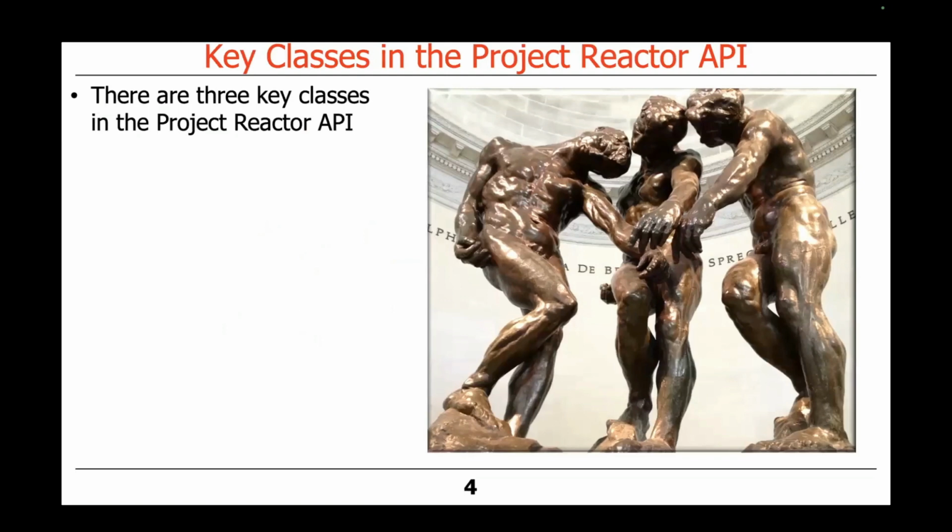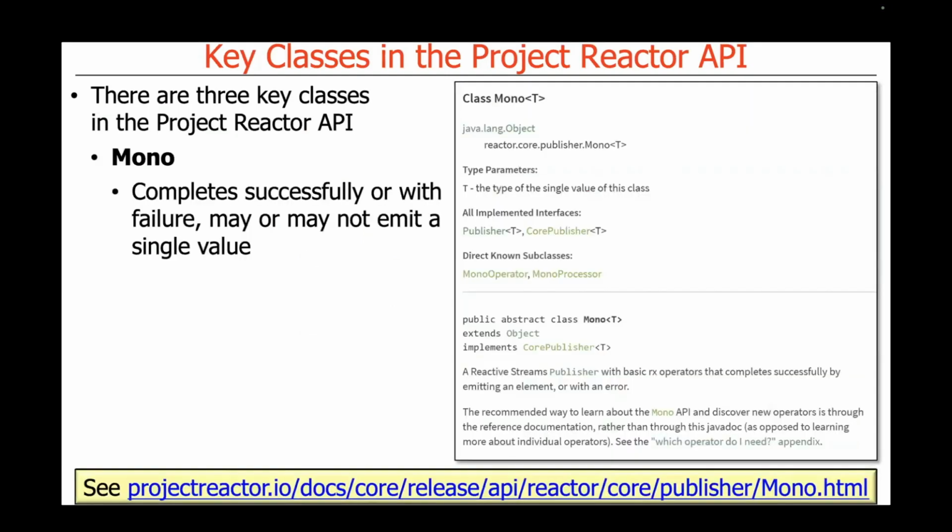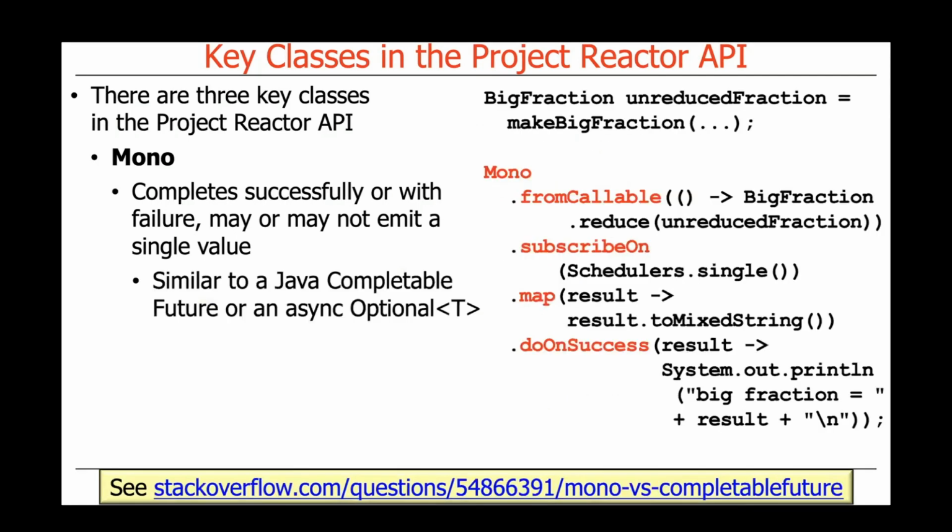So there are three key classes in the Project Reactor API. The first of them is a Mono, and as the name suggests, a Mono may or may not emit a single value. That's where Mono comes from. There's one. If it completes successfully, it will emit a single value. If it doesn't complete successfully, if it fails, it may not emit a single value. It's similar to a Java CompletableFuture or to an async Optional.